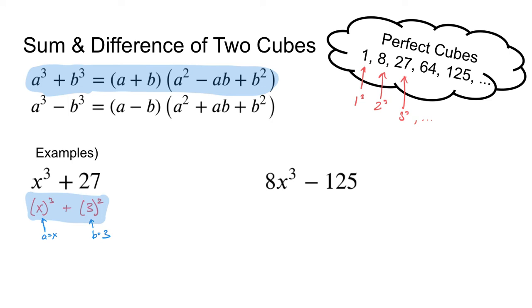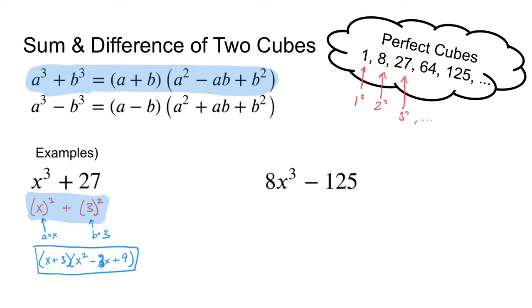So when I fill in the shortcut, I'm going to write a plus b, so that's x plus 3, and then a squared, so x squared, minus a times b, which is x times 3, so 3x, and then plus b squared. Well, 3 squared is 9. Now here's the good news: when you use this shortcut rule, that's done. You can never factor that anymore. It'll be finished, provided you've pulled out the GCF first. That's kind of the big thing here.